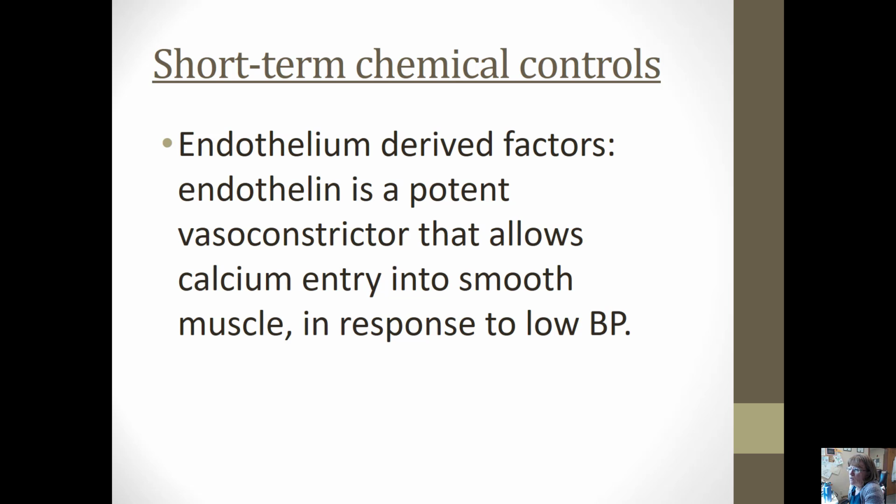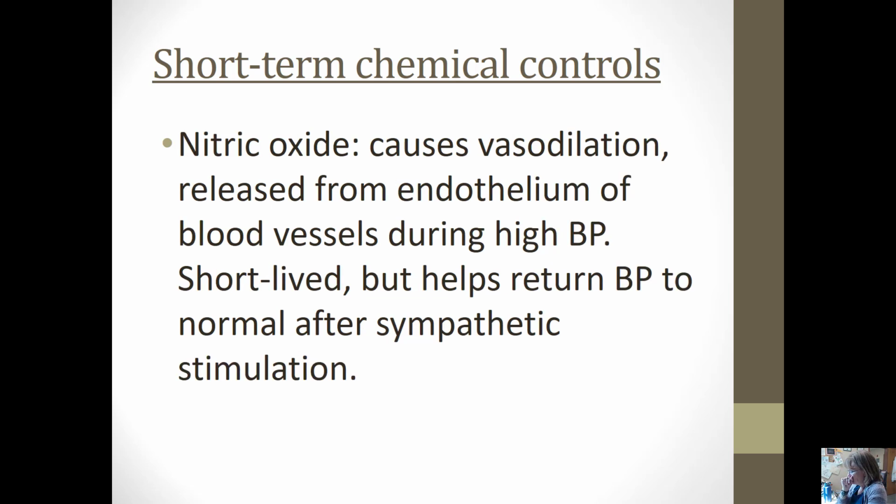Now, the endothelium itself can secrete some factors that will affect local blood pressure, like endothelin, a vasoconstrictor that allows calcium entry into smooth muscle in response to low blood pressure. And nitric oxide and ANP work very closely together in reducing blood pressure. Nitric oxide causes vasodilation, a short-term effect, but very important in causing vasodilation and decreasing blood pressure.